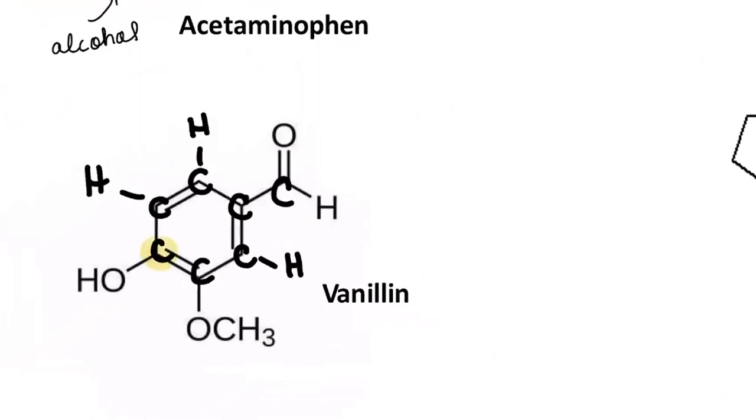Here I have a carbon atom bonded to OH. What is that functional group? When a carbon atom is bonded to OH, let's put it in the chat. Thank you, Maria. Exactly. That is an alcohol.